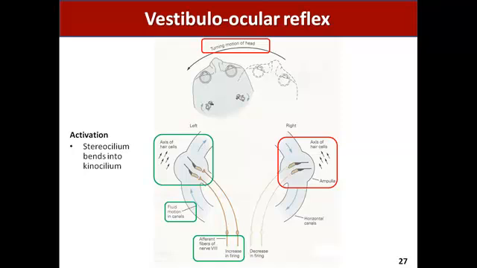On the right side of the body, the rotation that is generated will cause a bending of the stereocilia away from the kinocilia, and that results in a hyperpolarization of the axons that project out of the semicircular canals, that will eventually control our eyes to compensate for that rotation of the head in the left direction. So that causes a decrease in the firing, and that's the rotational component of this reflex.